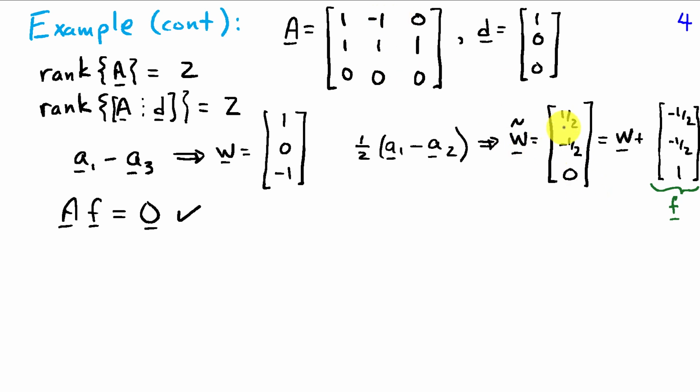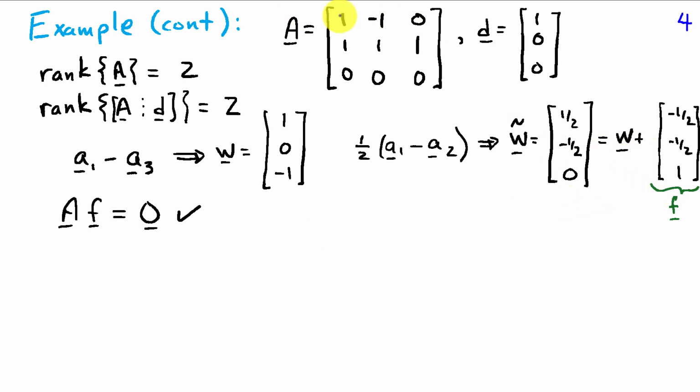So W tilde takes this form, and I can write W tilde as my W here on the left, (1, 0, -1), plus this vector F, which is (-1/2, -1/2, 1). So if I take W minus 1/2, I get 1/2, 0 minus 1/2, I get -1/2, -1 plus 1 gives me 0. And if you multiply A times F, you'll see that you get exactly 0.